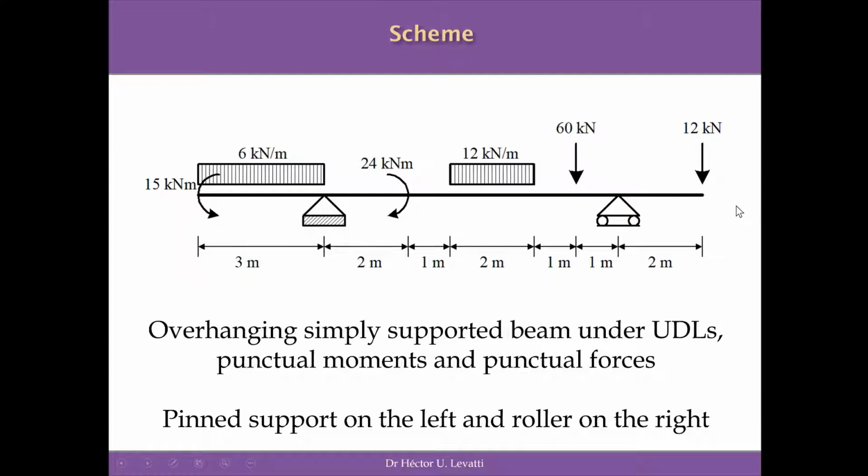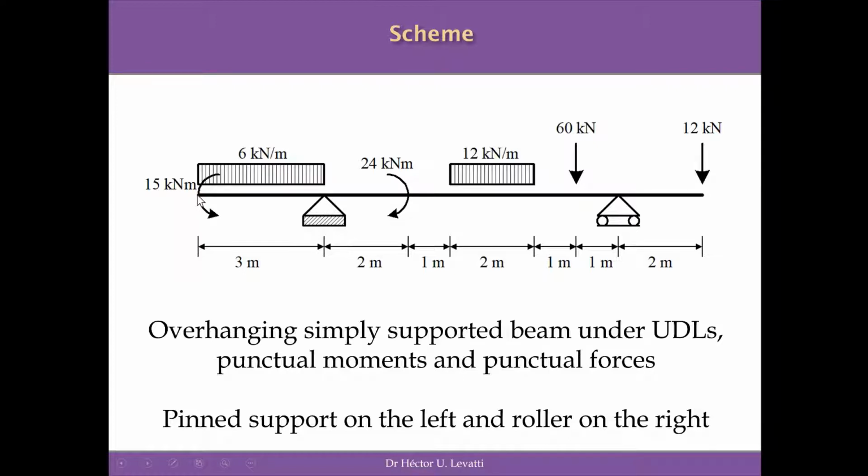So the other thing that is different, if you compare this exercise with the previous ones, is that this exercise is a little bit more complex in terms of loads. So this overhanging simple supported beam is subjected to two UDLs. One of them is 6 kN per meter, the second one is 12 kN per meter. It's subjected as well to punctual loads in different positions, and is subjected as well to concentrated moments.